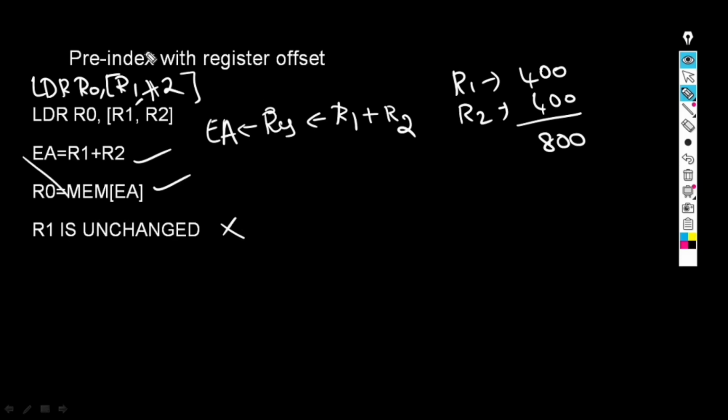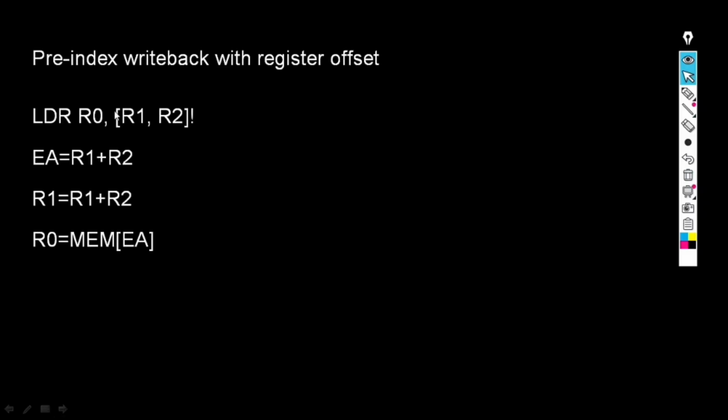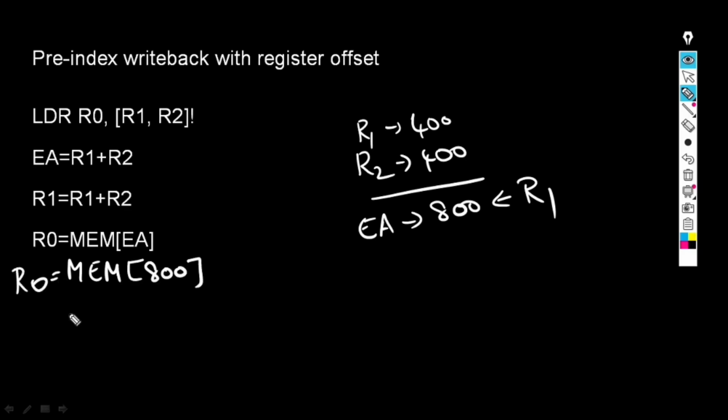Okay, so you can expect that in the next case, that is pre-index write back with register offset, R1 should be updated. That is, if LDR R0, R1, R2 is your instruction, what should happen here is, as we expect, 400 is the value in R1, R2 is also 400, then 800 is your effective address, correct? Along with that, 800 is the new value of R1. Whatever data is stored in the memory location 800 will be loaded into R0.